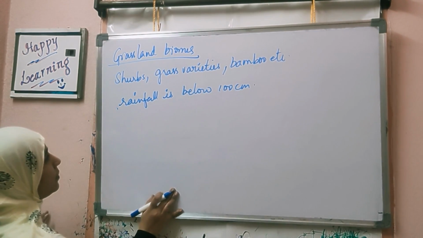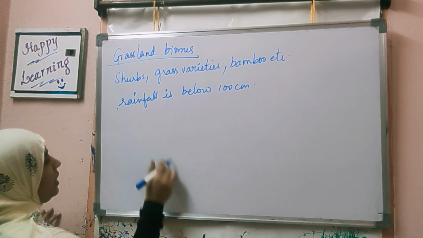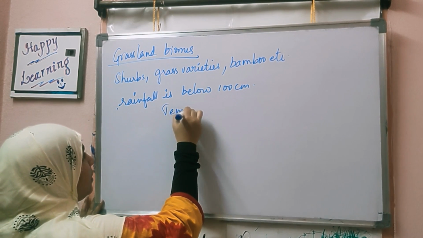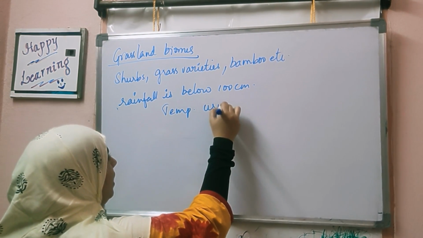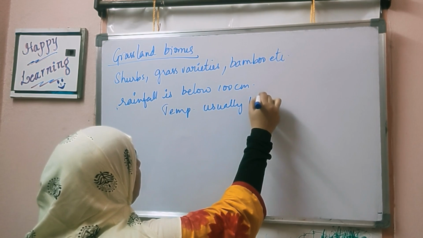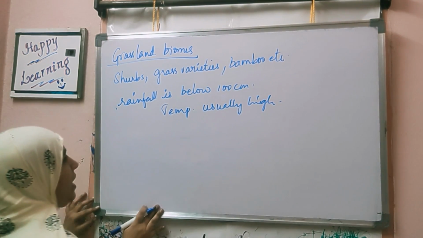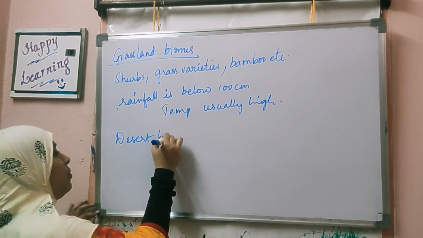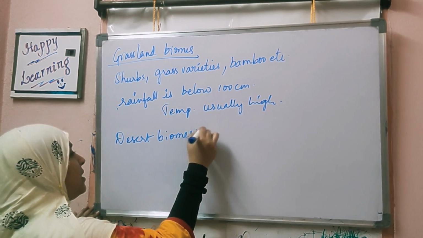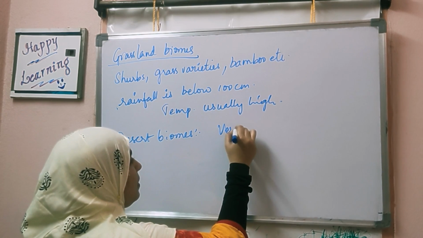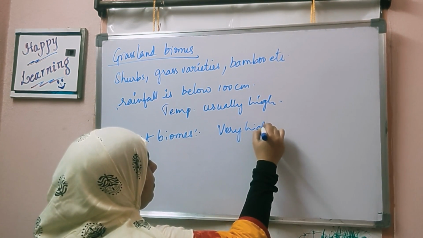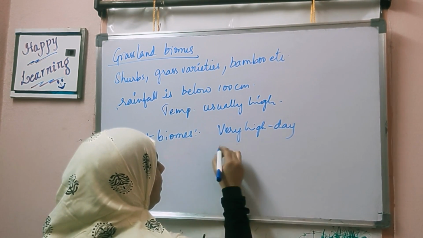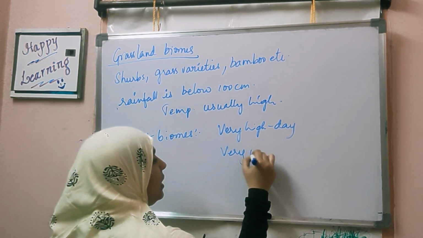And temperature is usually high. Next one is desert biome. Desert biomes, as we have already discussed, temperature is very high in daytime, and in the night time it's very cool.